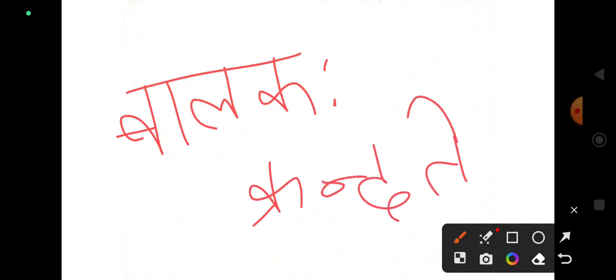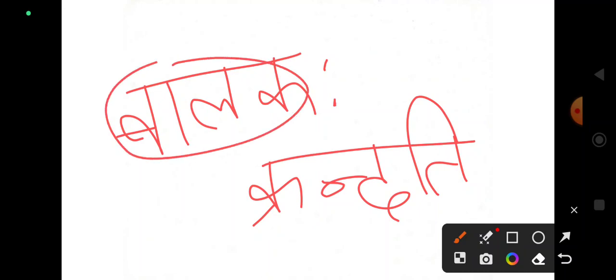So now I am coming to the Sanskrit point of view. If I am writing one sentence, balakah krandati, the same sentence I have given in the Sanskrit structure. The boy is crying, balakah krandati. Balakah means the boy, krandati means is crying.